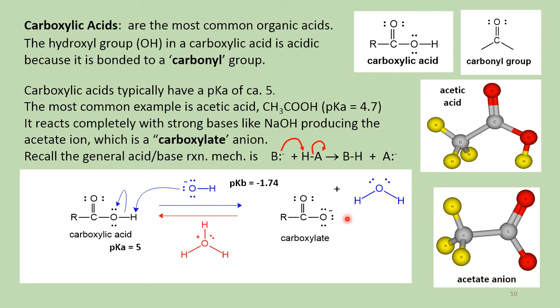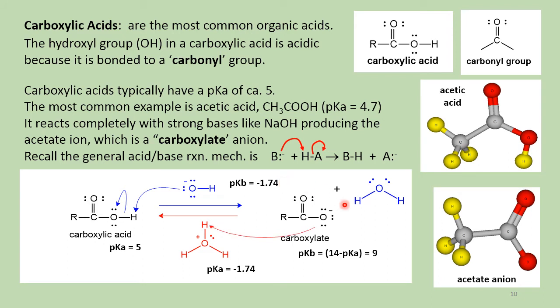Water is the product, and a carboxylate ion. Now, the pKb of the carboxylate ion is 14 minus the pKa. 14 minus 5 is 9. And so this is basic enough that we can reverse the reaction by reacting with a strong acid, such as the hydronium ion, pKa negative 1.74. Notice that the pKa of the hydronium ion is equal in magnitude to the pKb of the hydroxide ion. Not surprising, since the pKa and the pKb of water is the same, 15.74.